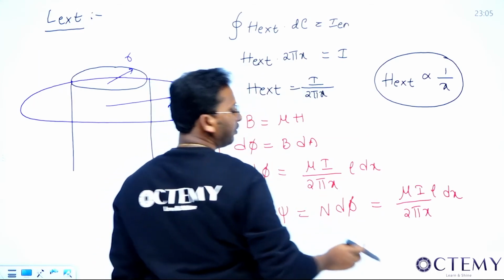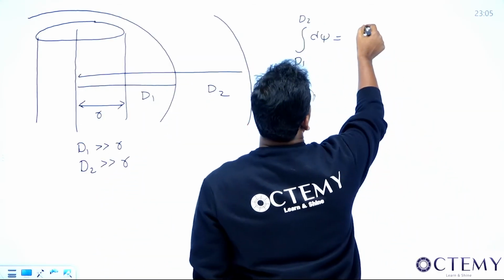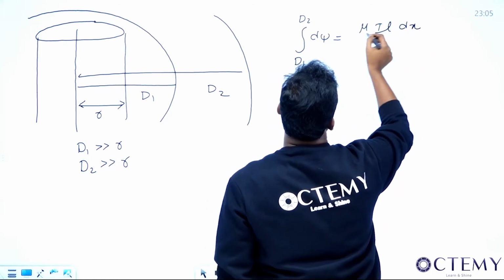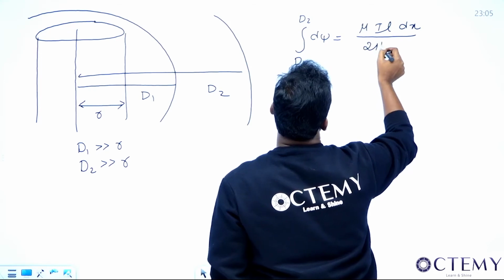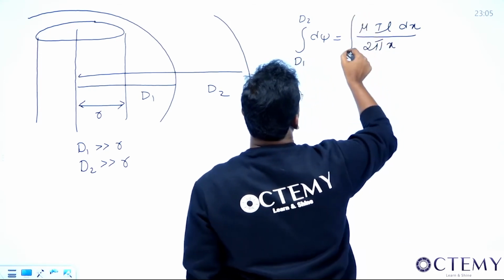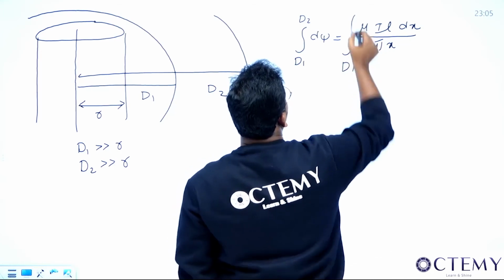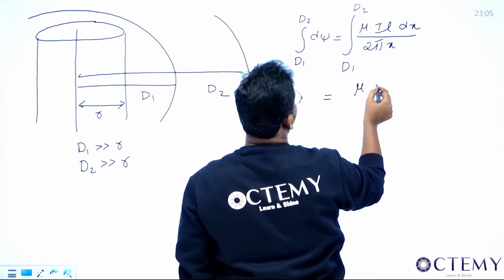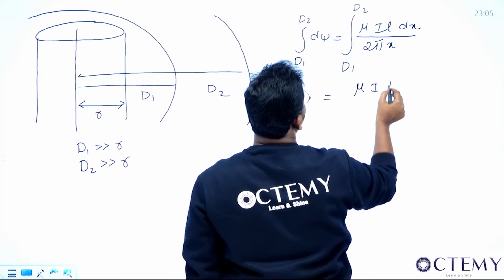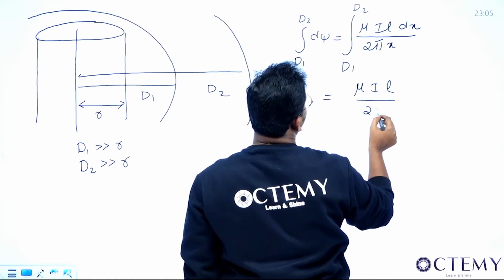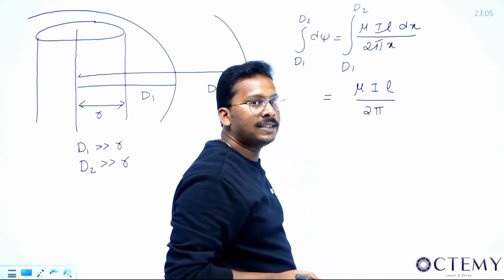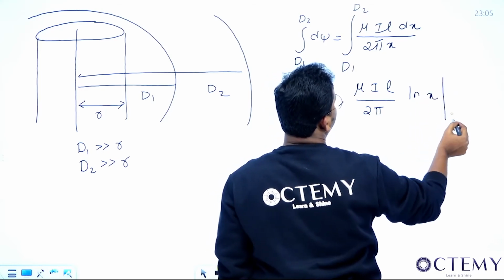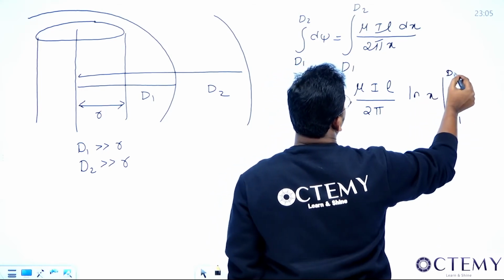So what is the formula we got? Mu naught I L dx by 2 pi x. That is mu I L into dx divided by 2 pi x. For this, we'll have to do the integration from limits d1 to d2. So this will be equal to mu, I, L constant, divided by 2 pi constant, into the integral of 1 by x, which is ln x, with limits from d1 to d2.